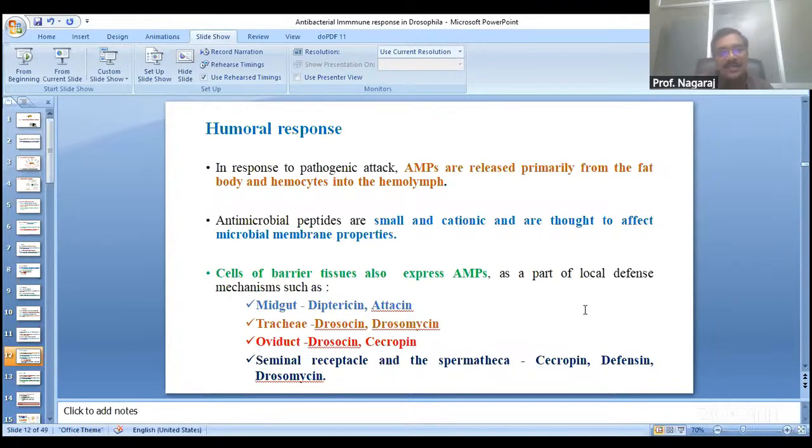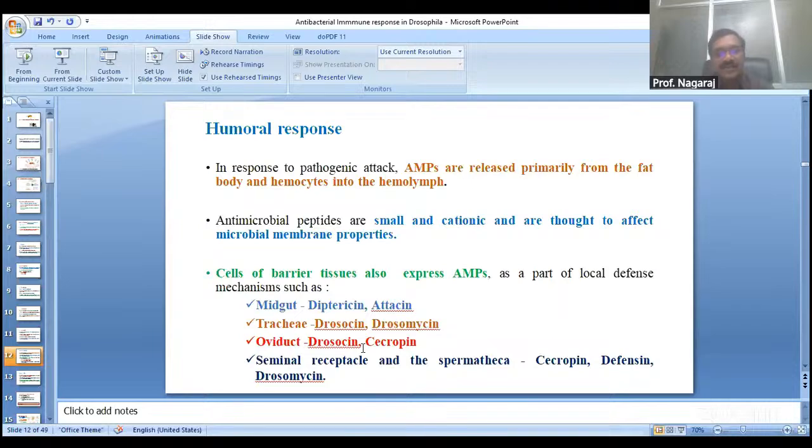The other response that the fly shows is the humoral response. When any pathogen attacks the fly, this system gets activated by producing what are called antimicrobial peptides. They are released primarily from the fat body and hemocytes into the hemolymph. These AMPs, antimicrobial peptides, are very small and cationic and are thought to affect microbial membrane properties. Cells of barrier tissues also express AMPs as part of local defense mechanisms. And this is the list.